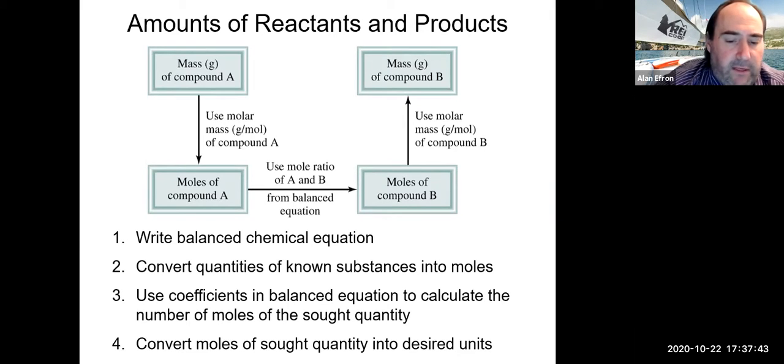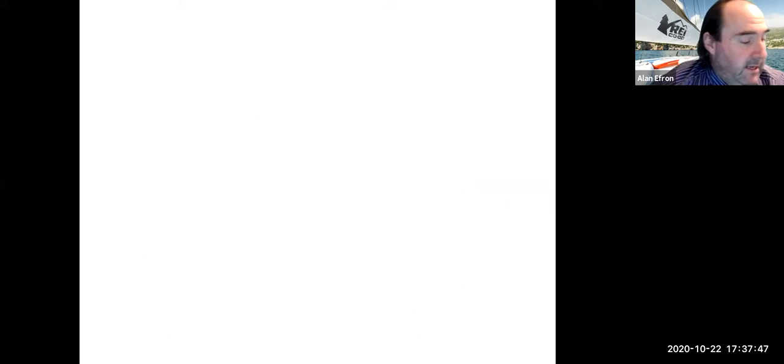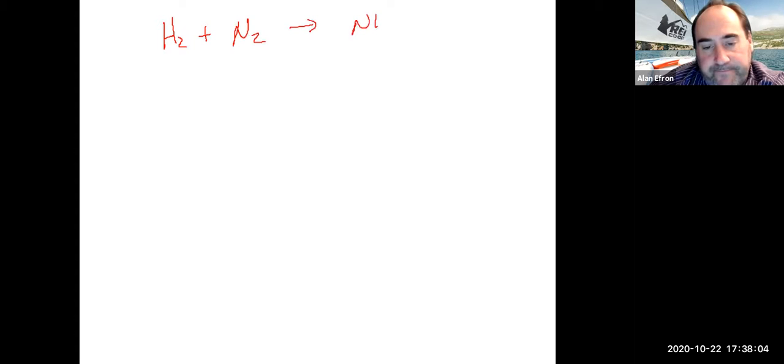Now, when we talk about stoichiometry and equations, it really is nothing more than conversion factors. And instead of looking up conversion factors in a table or something like that, we use the balanced equation as our conversion factors. So if we had, say, something like this, and we do a 3 there.